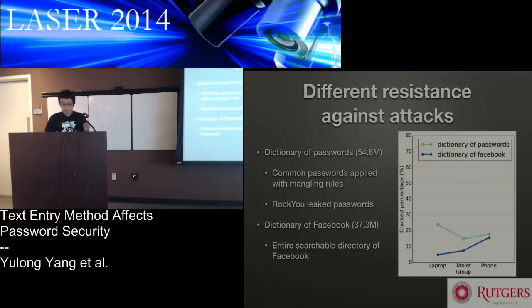The light color one is a plain dictionary attack using a dictionary of passwords. The dictionary of passwords consists of mostly 2 parts. First is the common passwords applied with mangling rules. So that would be, for example, password with the first letter capitalized, or you add a symbol or a digit at the end of the password. And the second part is the RockYou leaked passwords, like I mentioned before.